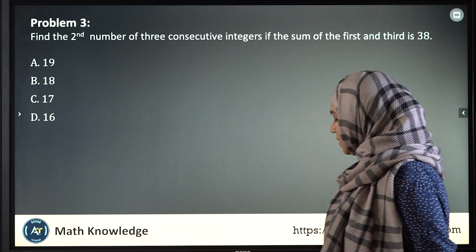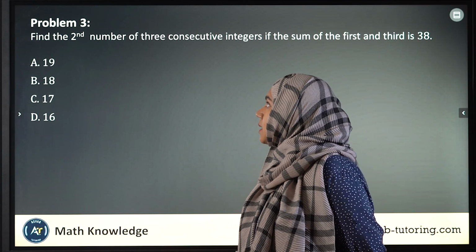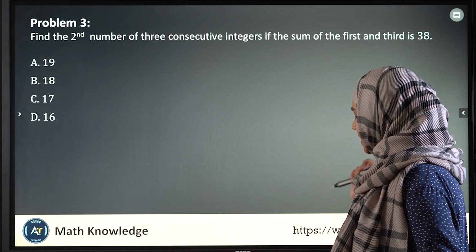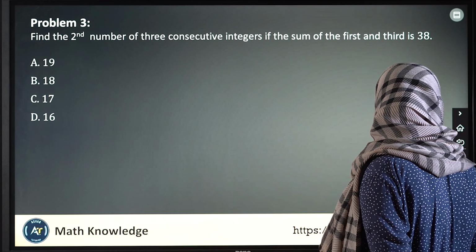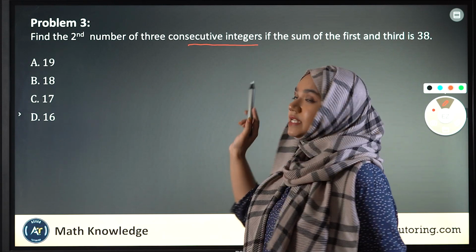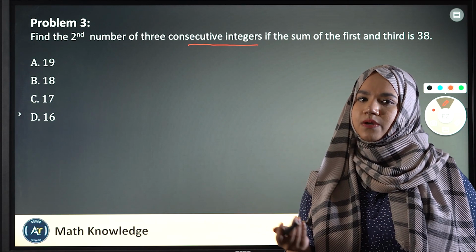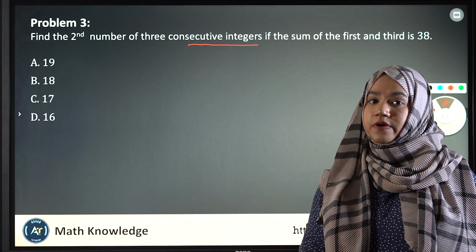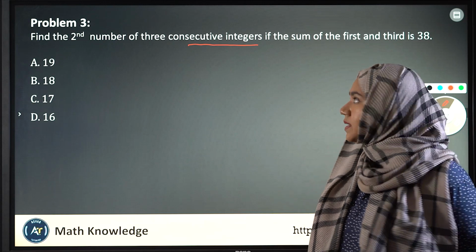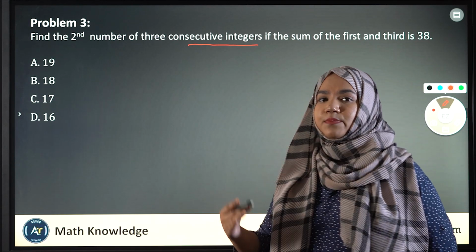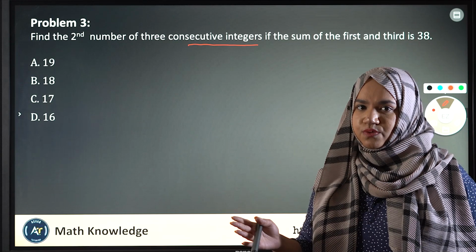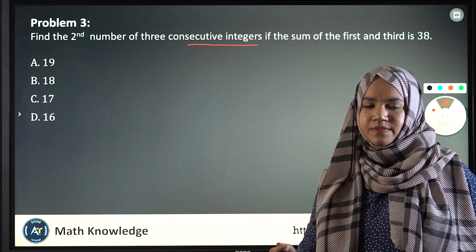So for problem number 3, we see find the second number of 3 consecutive integers if the sum of the first and the third is 38. All right. So for this particular question, we need to know what consecutive integers are. Integers are whole numbers like 1, 2, 3, and 4. 1.5, 2.3. Numbers like that are not integers, all right? And consecutive numbers are the numbers that go right next to each other. Like right after 1 is 2, right after 2 is 3, right?